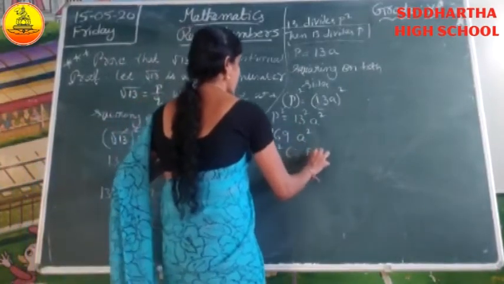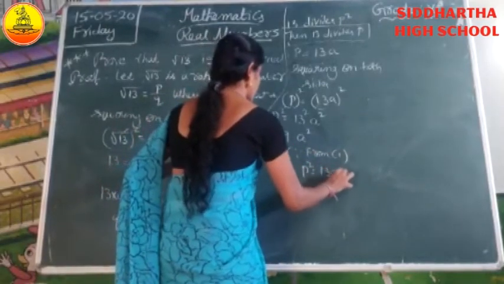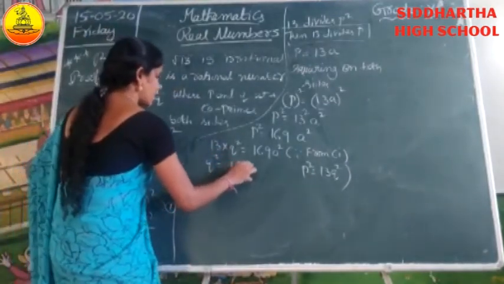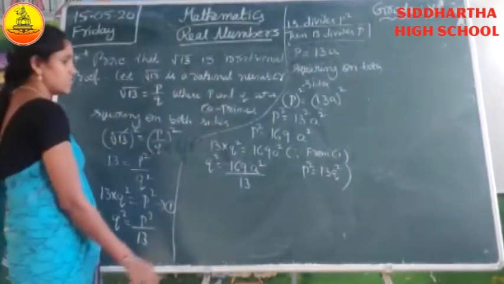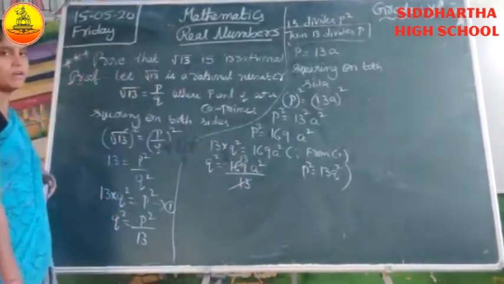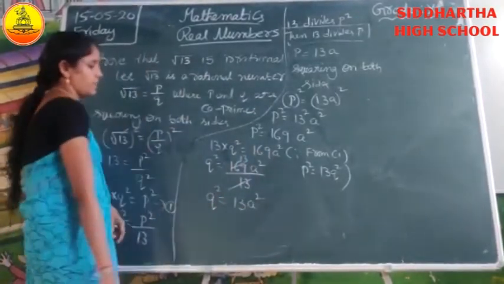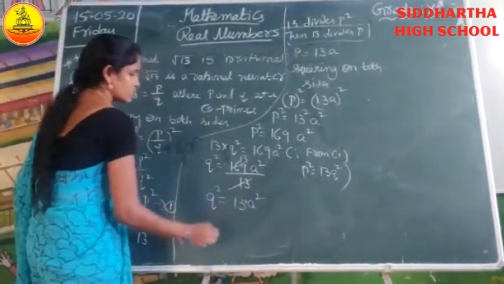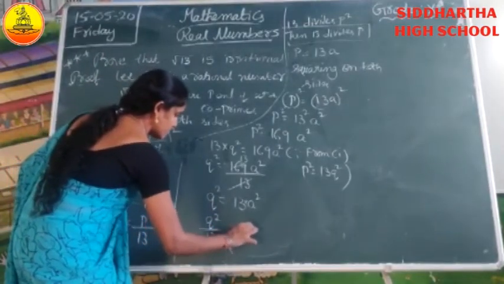Why? Since from equation 1, p square is equal to 13 q square. Now into 13 transposes to that side and becomes by 13. In the 13 table, 169 comes 13 times. So q square is equal to 13 a square. Now 13 a square means 13 into a square, so into 13 transposes to this side and becomes by 13.